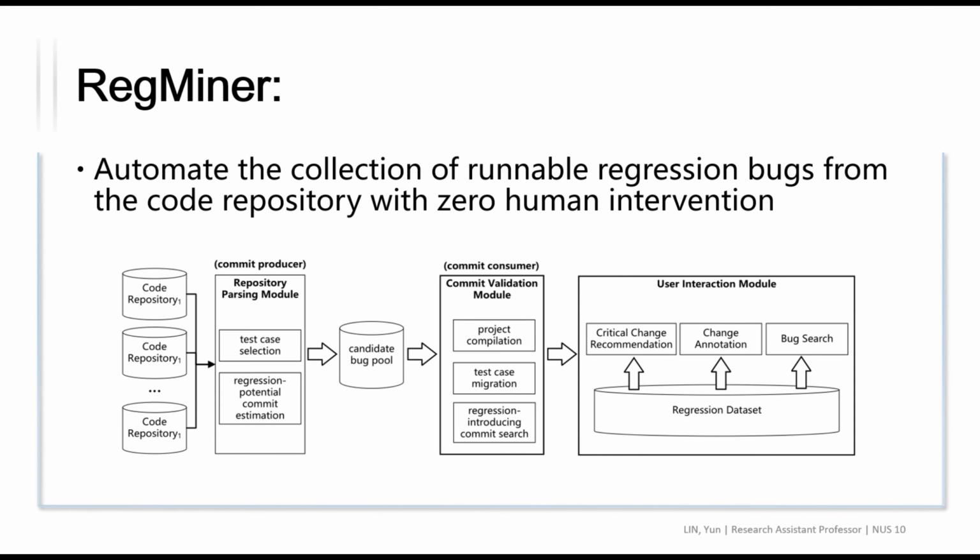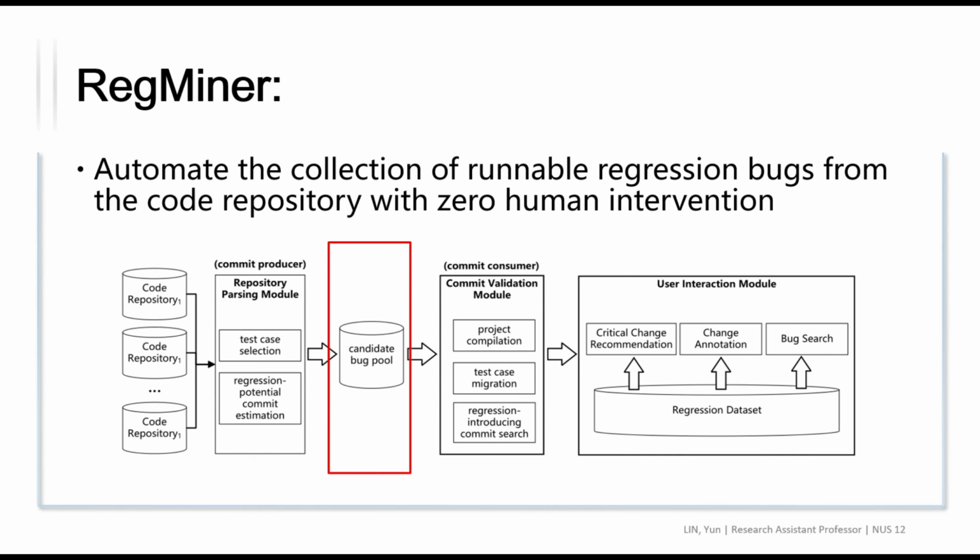RegMiner takes as input a set of code repositories and generates regressions as output. The whole framework consists of 3 high-level modules. A repository parsing module selects the bug-fixing commits with good regression potential from the input code repositories. As a result, we can collect a number of bug-fixing commits, each of which is attached with a test case passing the commit but failing the commit before.